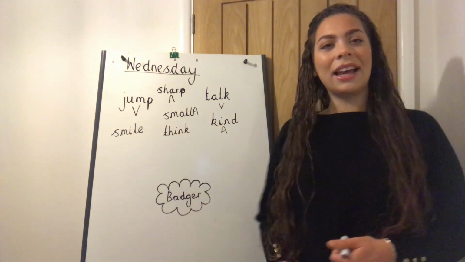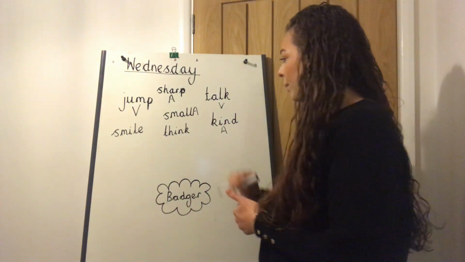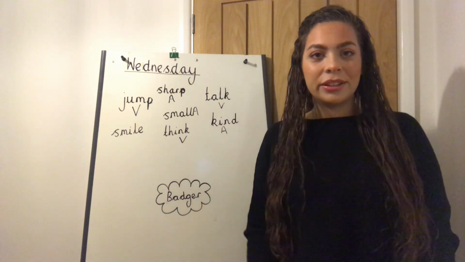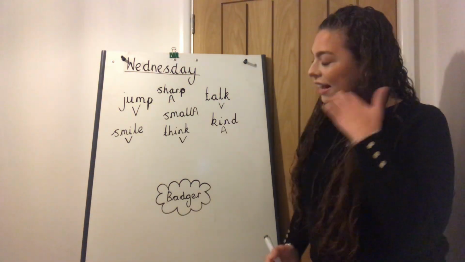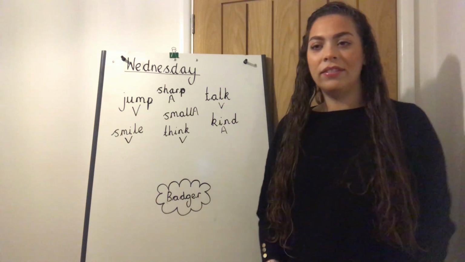What about think? Can you think? You can think. It's something that you can do. So that one is a verb. And lastly, smile, which is also something that you can do, which means it is a verb. Good job. So, today your task is to describe one of the characters from the story After the Storm.